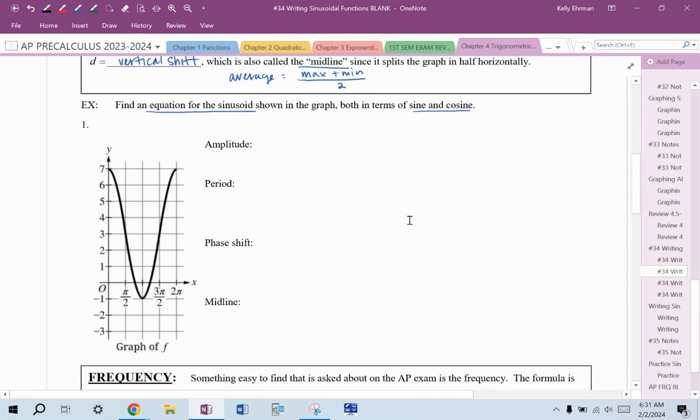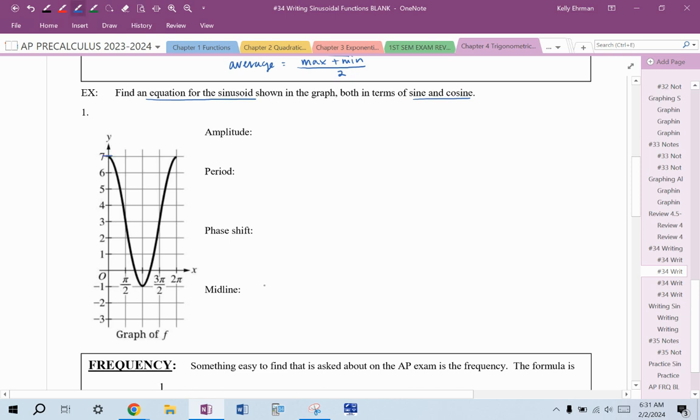So let's apply that to our midline right here. The maximum is 7. We're going to add to that the minimum, which is -1, and divide that by 2. So 6 divided by 2 is 3. I like to draw the midline in just to visualize it and make sure. So yeah, the midline is 3. That means the D value is 3. We have a vertical shift of 3 for our equation, whether it's sine or cosine. Now that we have the midline, we can also find the amplitude. The amplitude is the distance from the max to the midline, or the distance from the min to the midline, however you want to think about it.